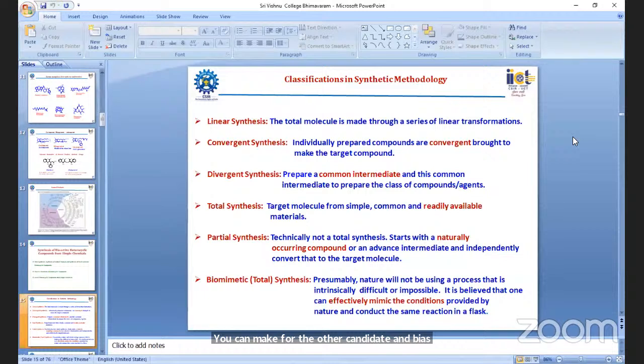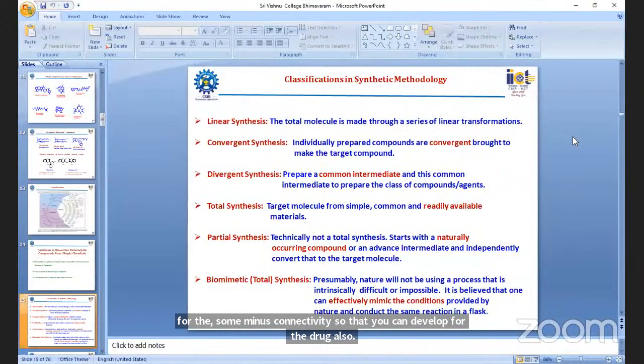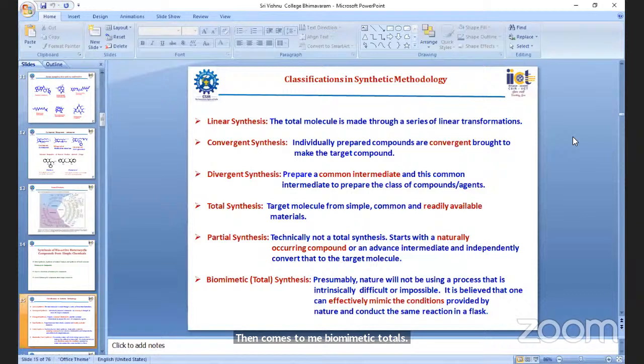Next comes partial synthesis. That means you started a molecule but are unable to finish it. Instead of completing the total synthesis, you make a partial synthesis. You can make the intermediate, and the intermediate can be tested for biological activity. Mostly that intermediate compound can also be useful for some biological activity, so you can develop a drug also. Then comes biomimetic total synthesis. Presumably, nature does not use a process that is intrinsically difficult or impossible. You believe that one can effectively mimic the conditions provided by nature and conduct some reactions in plasma, so that you can make the compound. So you can make the synthesis using linear, convergent, divergent, total, partial, or biomimetic synthesis. I will tell this one by one with some examples.